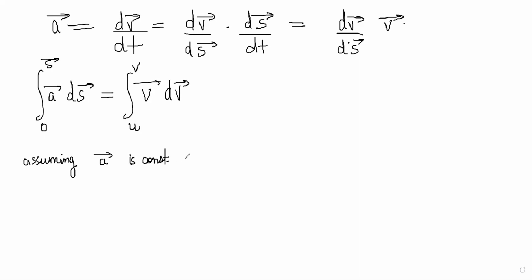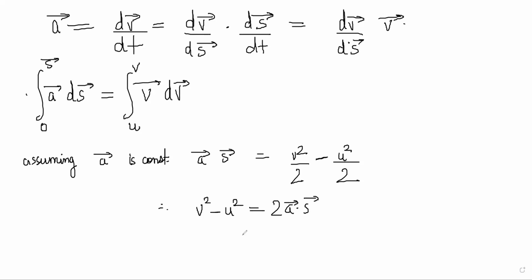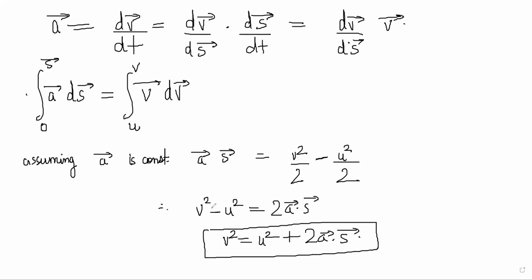you can write a outside the integral, and it becomes a into s is equal to v square by 2 minus u square by 2, and therefore your equation becomes finally v square minus u square is equal to 2a dot s, and you can write v square is equal to u square plus 2a dot s. So that is your third equation of motion, right? These three equations of motion are obviously only valid when acceleration is constant. You have to remember that acceleration has to be constant for applying these three equations of motion.